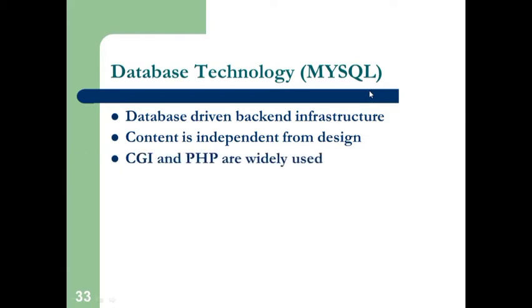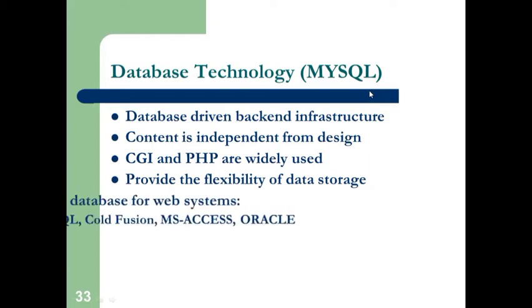CGI and PHP are widely used to access databases, and as described earlier, they provide flexibility of data storage. Basically, you can take the data stored inside that database and save it into another server by creating a database on another server. So you can make the database portable. You can say that this is portable data. You can transfer your data from one server to another and access that data anywhere around the world.